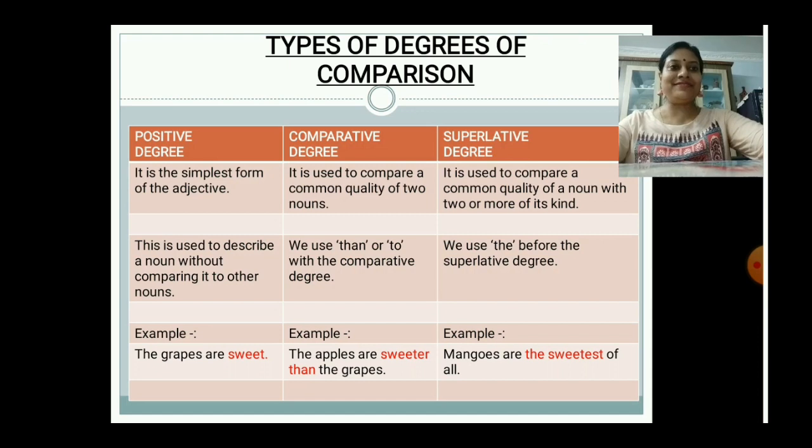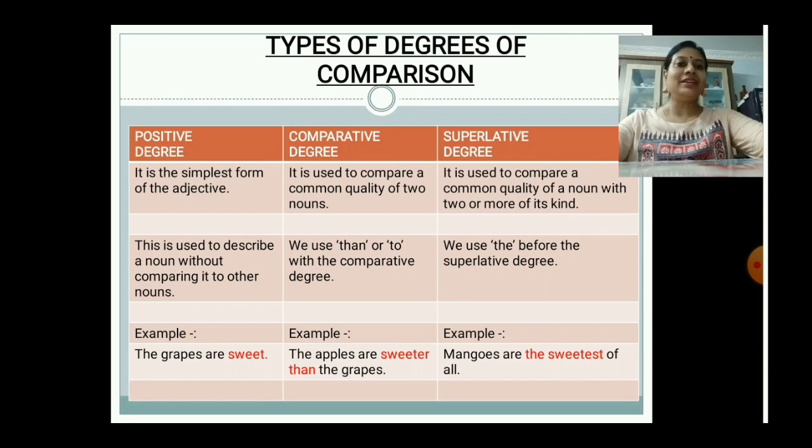Second is comparative degree. It is used to compare a common quality of two nouns. We use than or to with the comparative degree. For example, the apples are sweeter than grapes.